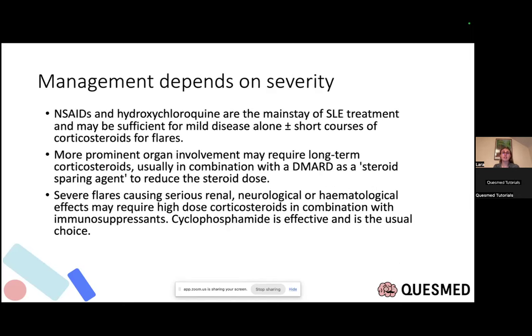Management does depend on severity, and there's actually a massive spectrum in terms of SLE, especially in terms of lupus nephritis. Hydroxychloroquine is really the mainstay of SLE treatment, and that's what I see most people on long-term. You can use non-steroidals for the joint pain to induce remission. You don't actually need to know the longer term management.